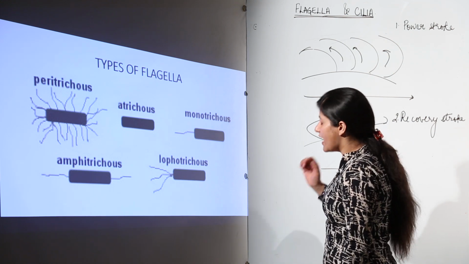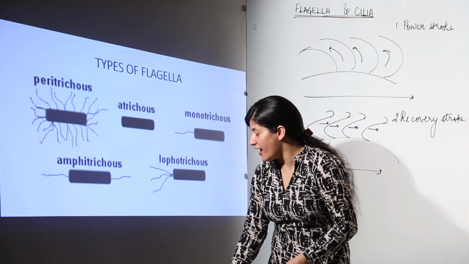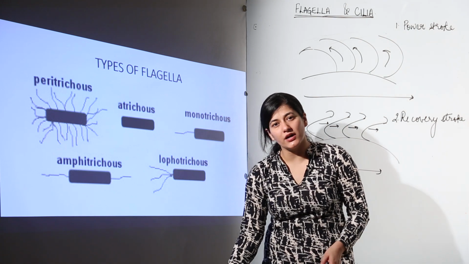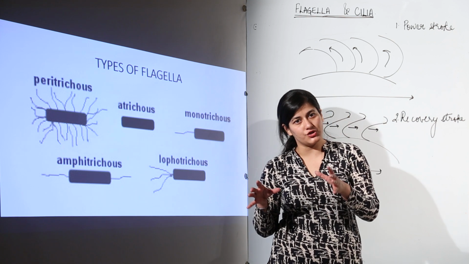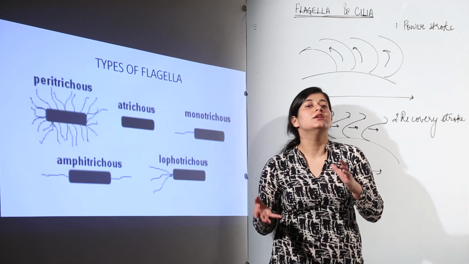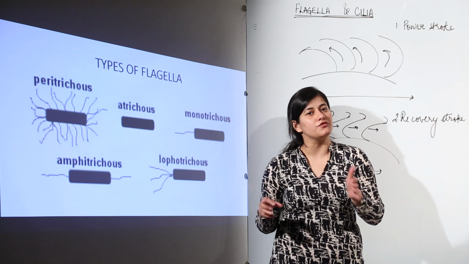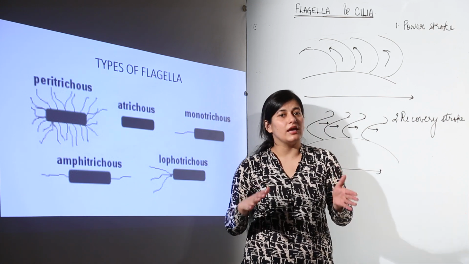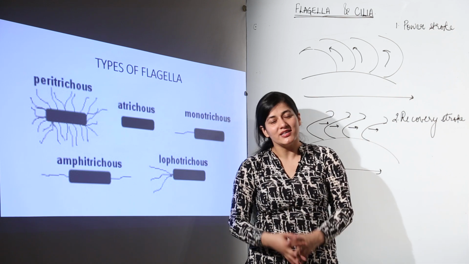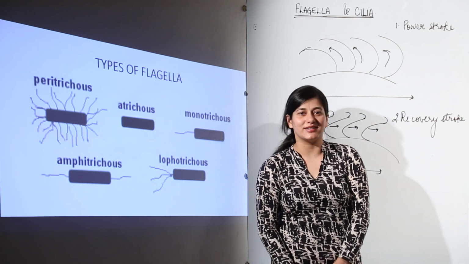So this is all we have to understand about flagella and cilia. Next we are going to see the ultrastructure of cilia and flagella, which I told you in the beginning happens to be similar in both cases. Despite all the differences in their functioning and in their length, their ultrastructure happens to be similar, and that is what we are going to consider next.